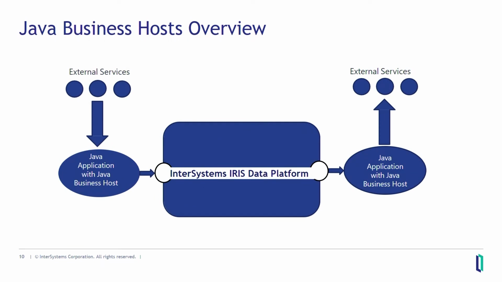So again, Java Business Host basically looks very similar to the earlier diagram. We have the external services, an application. You bring it into the InterSystems Iris Data Platform, and it will outbound the message to another Java application if you so wish, or it could be going somewhere else.